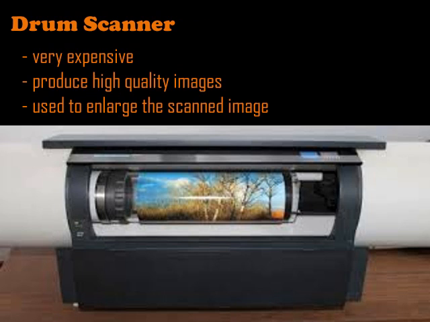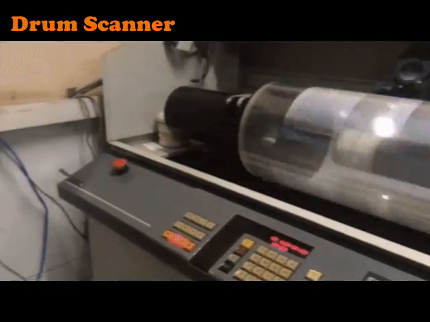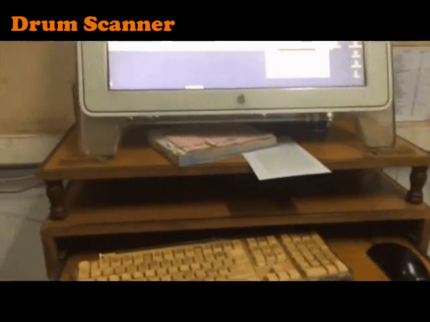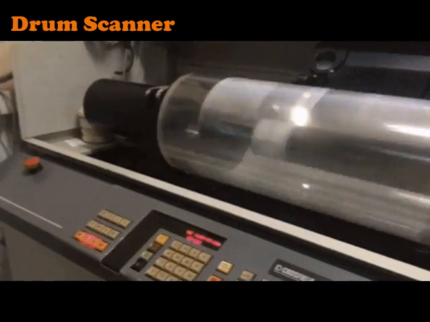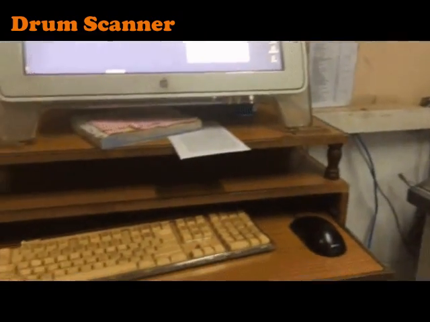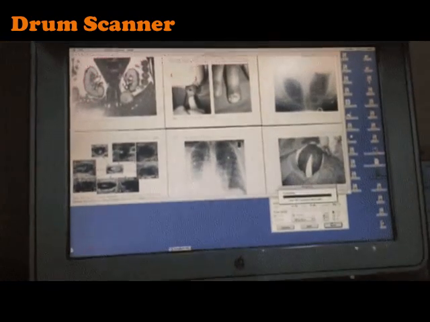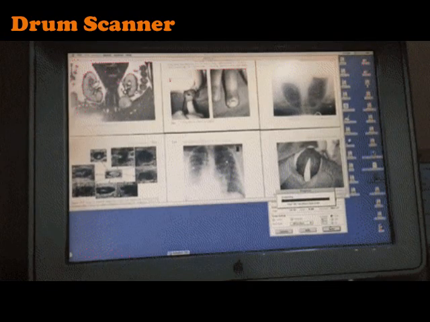Did you understand? Fourth type of scanner is drum scanner. This scanner is very expensive. This scanner produces high quality images. This scanner has a photo multiplier tube. A drum rolls over the entire document and scans the document. This scanner is mainly used to enlarge the scanned images. Understand? It is mainly used to enlarge the image.